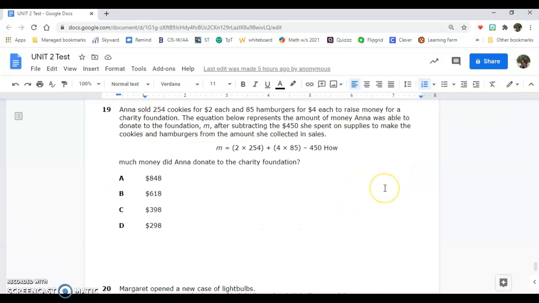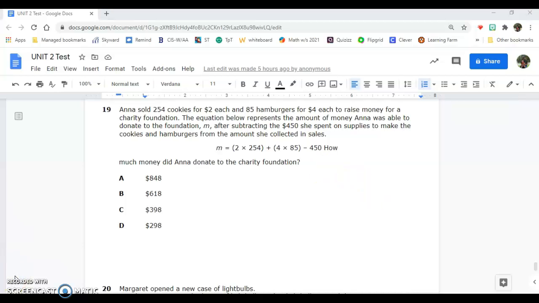Number 19. Anna sold 254 cookies for $2 each and 85 hamburgers for $4 each to raise money for a charity foundation. The equation below represents the amount of money Anna was able to donate to the foundation, M, after subtracting the $450 she spent on supplies to make cookies and hamburgers from the amount she collected in sales. How much did Anna donate to the charity foundation?